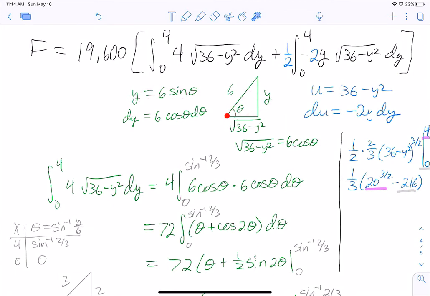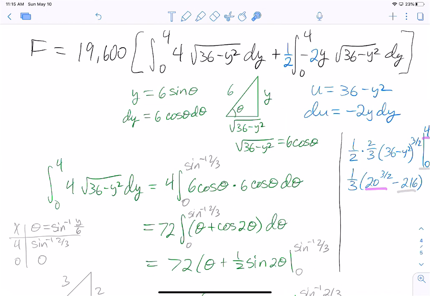Fleshing out a right triangle here, the vertical side is y, that's opposite the angle. The hypotenuse is 6. That leaves us with the adjacent side to the angle of the square root of 36 minus y squared. Since our substitution is y equals 6 times the sine of theta, our dy is 6 cosine of theta d theta. And then by looking at our right triangle here, we can see that the cosine of theta is going to be the square root of 36 minus y squared over 6. And so 6 times the cosine of theta can replace the radical, the square root of 36 minus y squared.